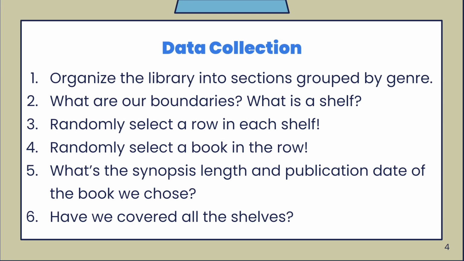After that, we had to set our boundaries. What is a shelf? So we chose some arbitrarily large number. For most of us, I believe it was 30. And we went down the shelves and determined that a shelf would be an area that had a physical barrier on the left and right marking the length of the books.